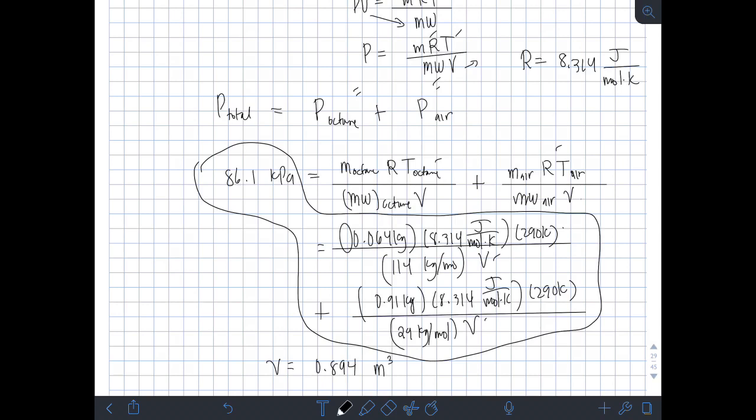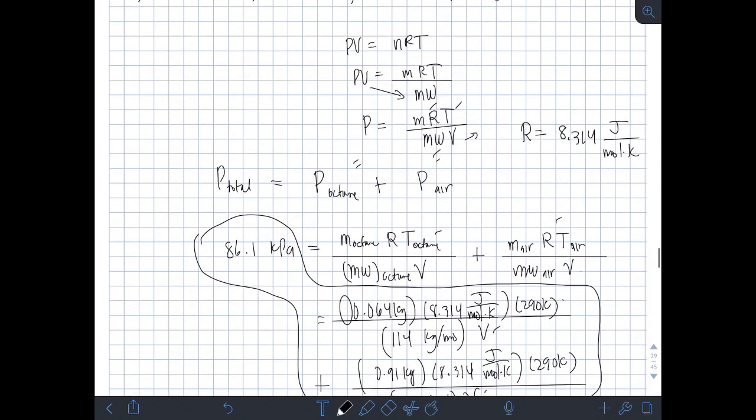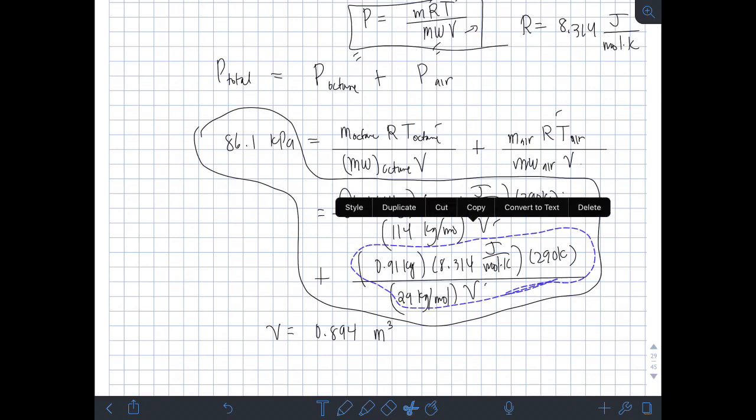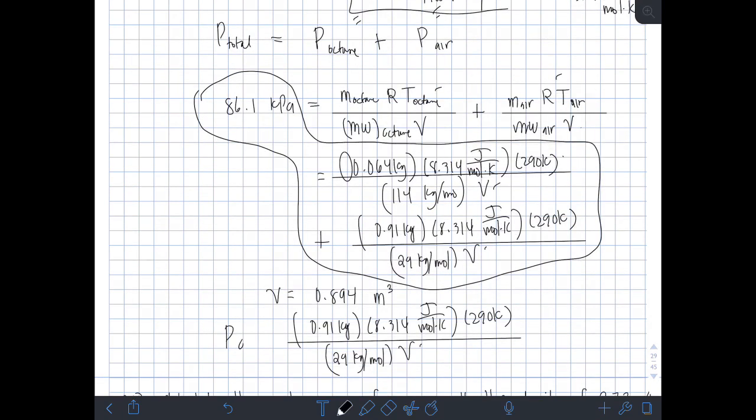Okay? Now, dahil meron na tayong volume, using this formula uli, pwede nating makuha yung partial pressure ng air. Right? So, diba ito na yung formula natin for the pressure ng air? Copy ko na lang. So, pressure ng air is equal to, papalitan ko lang tong V ng nakuha natin na 0.894 cubic meter. Okay? So, makukuha nating pressure in kilopascal is 84.63 kilopascal.